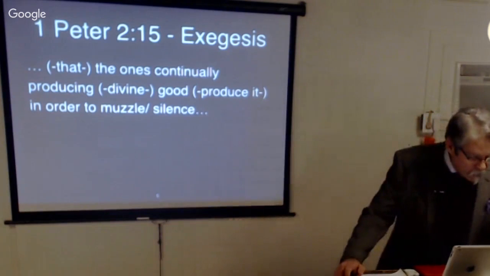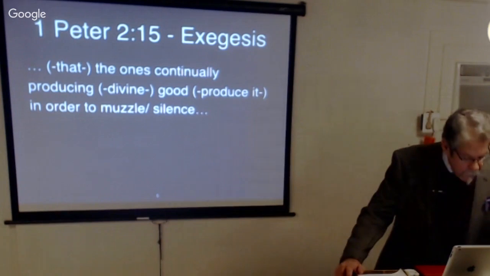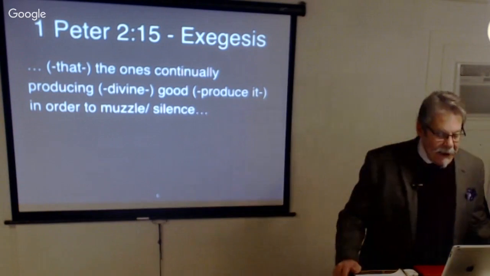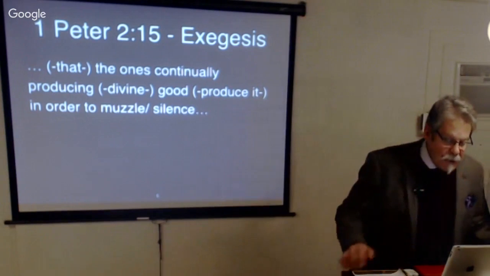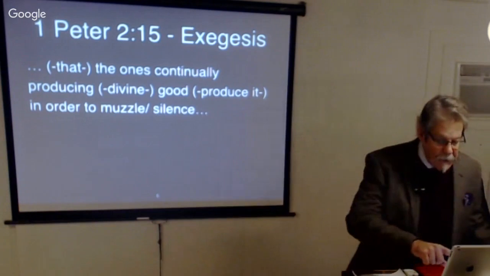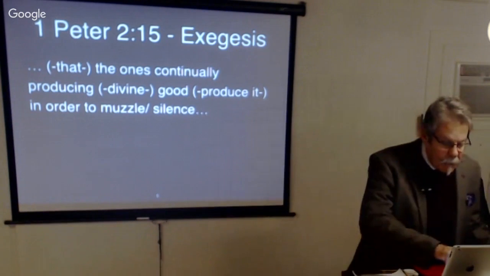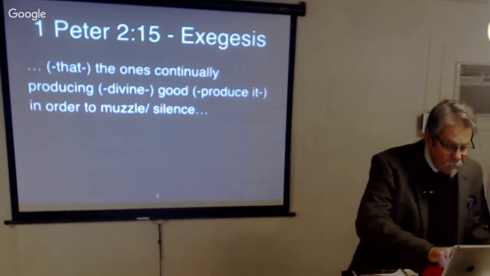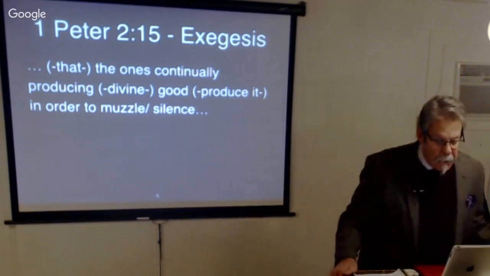And all of those words are essentially two words in the Greek. Okay, it's a very interesting construction. We have two words. One's a participle, as you'd expect, the continually producing, or a verbal adjective, and the other is an infinitive or verbal noun. Okay, first we start with the participle.